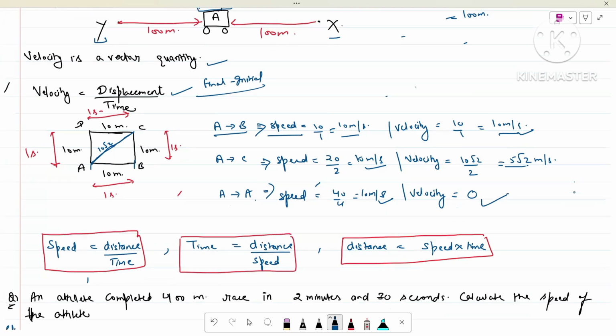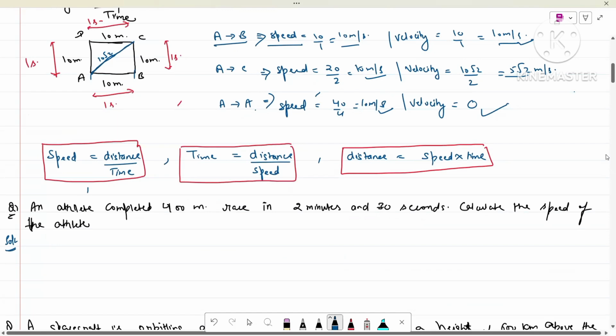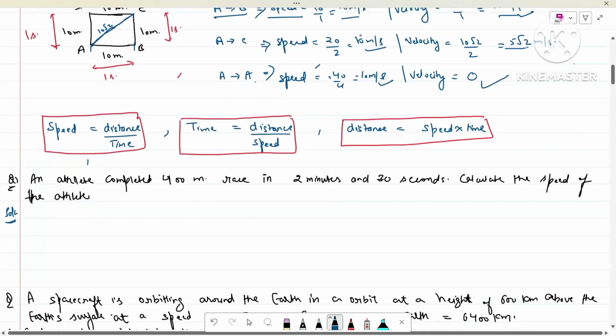Now, equation is given as speed is equal distance by time, but sometimes we need to rearrange the equations like this. The time is equal to distance by speed and distance is equal to speed into time. Okay, let's solve one question. An athlete completed 400-meter race in 2 minutes and 30 seconds. Calculate the speed of an athlete.